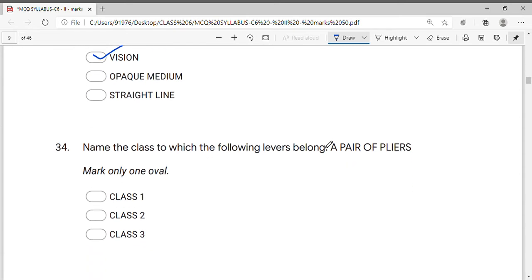Name the class to which the following lever belongs. A pair of pliers. So pliers belong to class 1 lever. Pliers look something like this.